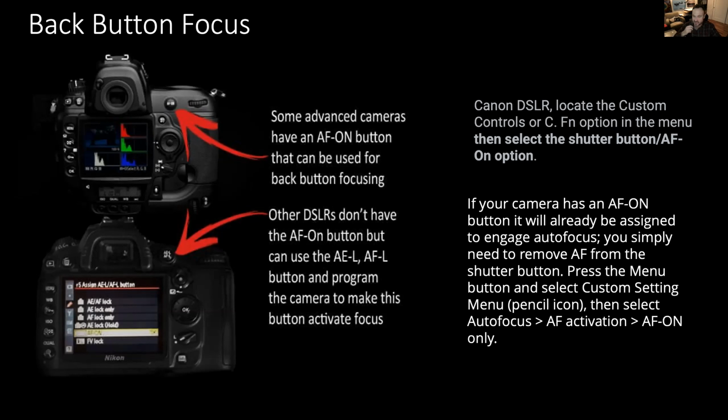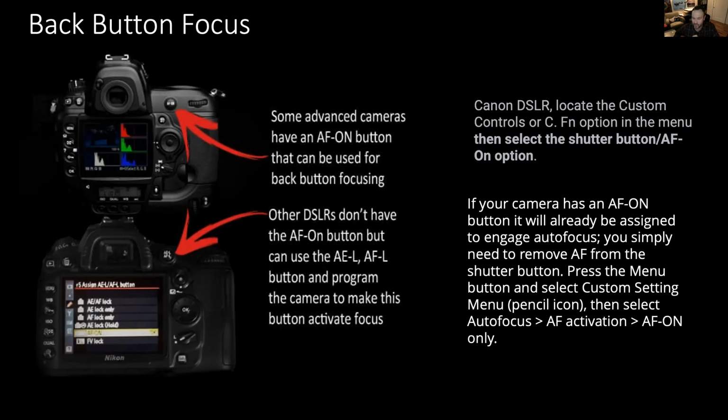The other thing people are going to say is, I don't have an AF on button, and I've seen that. I had a D7200 for a while, didn't have an AF on. Well, you can program the AE-L or the AF-L button, or there's usually one and the same, which is the depth of field simulator, to make that button your activating of focus. So keep that in mind. If you don't have an AF on button, you can program that button to become your back button focus. So I love back button focus.